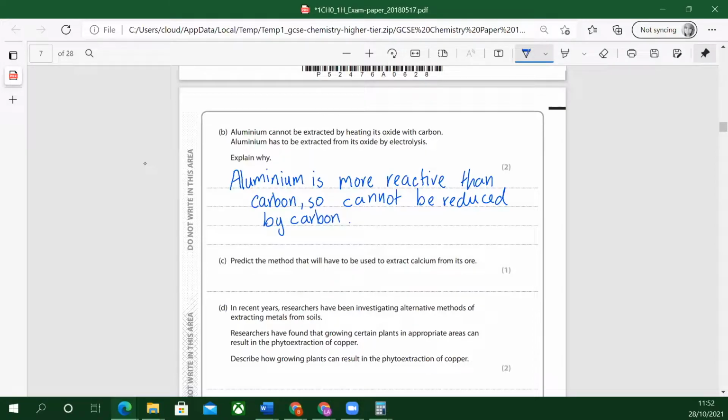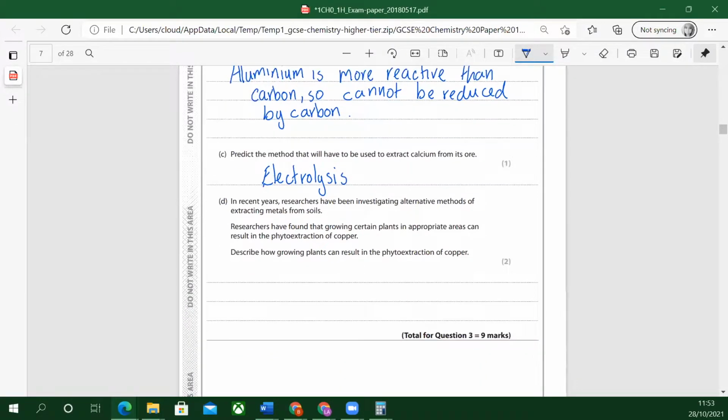Okay. Predict the method that will have to be used to extract aluminium from its ore. If you can't displace it with carbon, you have to do it by electrolysis. Electrolysis. Just have to spell it. Okay. Let's have a look. Next one.